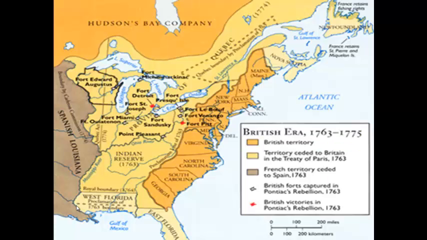Let's take a look at this map, and we see North America in the dark yellow area over here. This is the original 13 colonies. In the light yellow, Britain gains this area of land from France. In the next video, we'll talk about the French and Indian War. In North America, there were predominantly 3 European countries: Spain, England, and France.